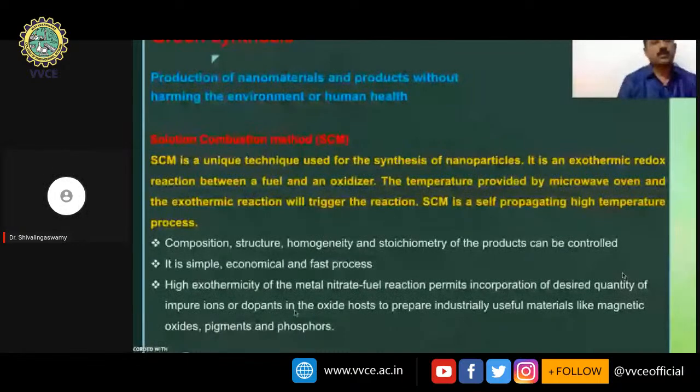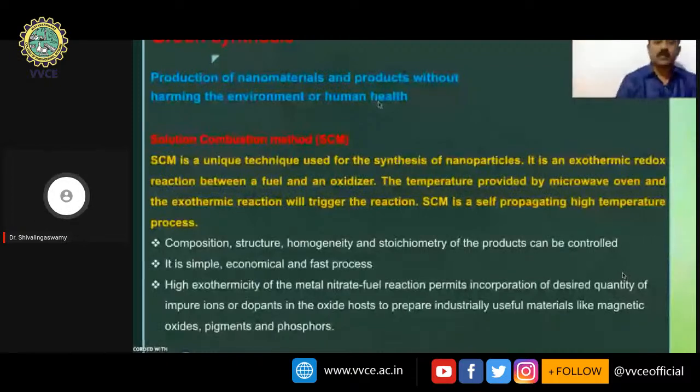So that is the solution combustion method. This is the one which is generally used for the synthesis of nanoparticles or nanocrystals. And sometimes this is also referred to as green synthesis, because it produces nanomaterials and products without harming the environment or human health, that is very important nowadays. So this method actually involves such a principle. That is why this is also referred to as green synthesis.